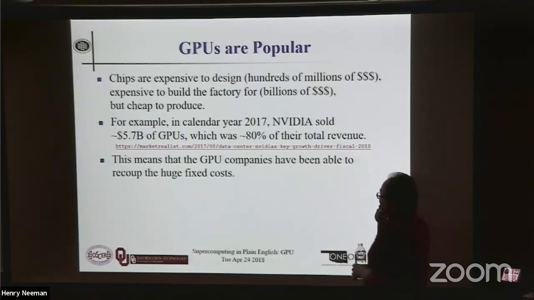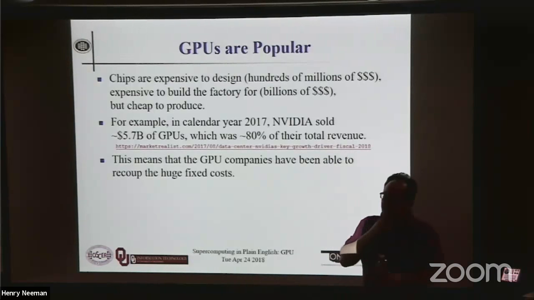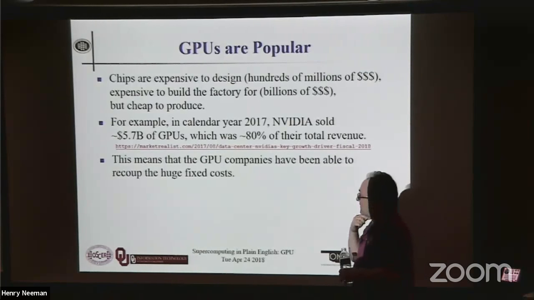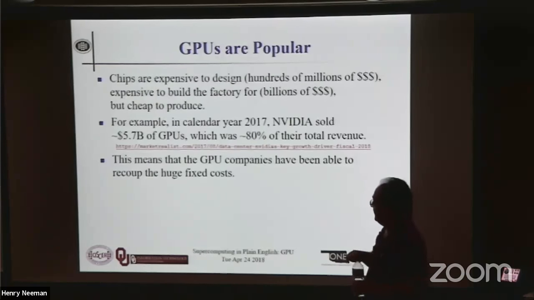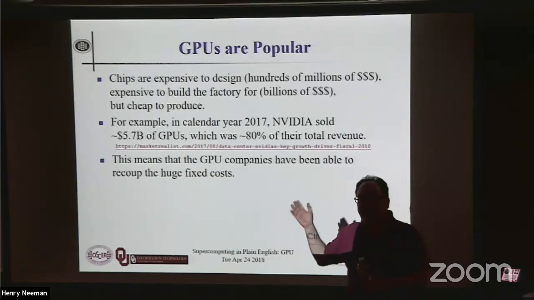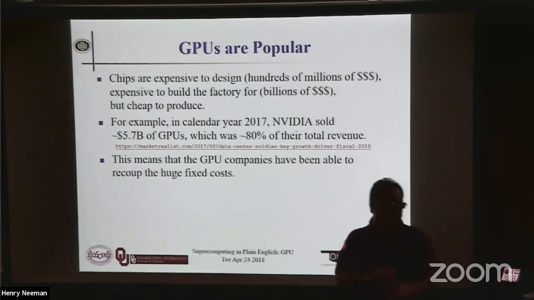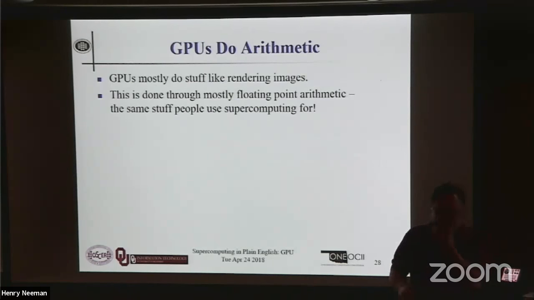Oh, yeah, so I do have it. See, I told you I had a slide with this. This one, I just picked this up a couple of days ago. I looked it up on the web. So NVIDIA, one of the companies that makes these GPUs, sold $5.7 billion worth of GPUs in calendar 2017, and that was 80% of their revenue. Okay? So even though the fixed costs may be enormous, they sell so much of it that they're able to recoup those costs and make a profit, right?